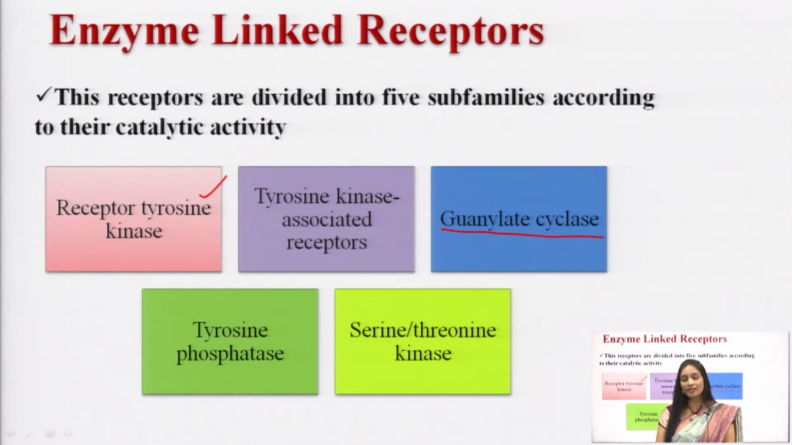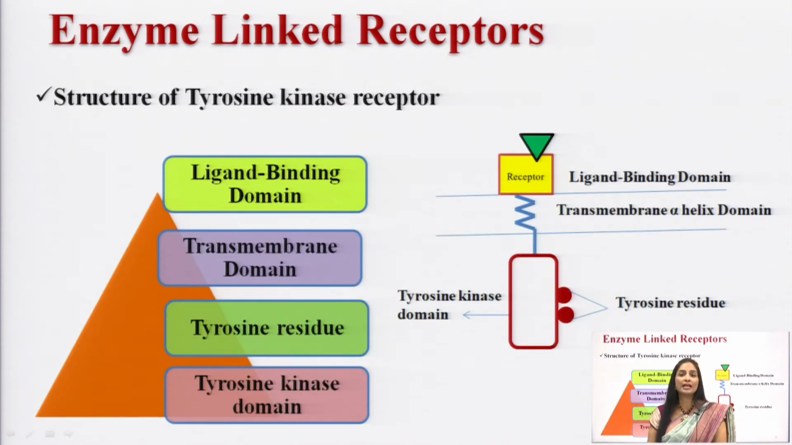So, enzyme linked receptors you can sometimes call a tyrosine kinase receptor or peptide receptor. If we are talking about the structure of a tyrosine kinase receptor, what is the structure of tyrosine kinase receptor? It consists of a ligand domain.